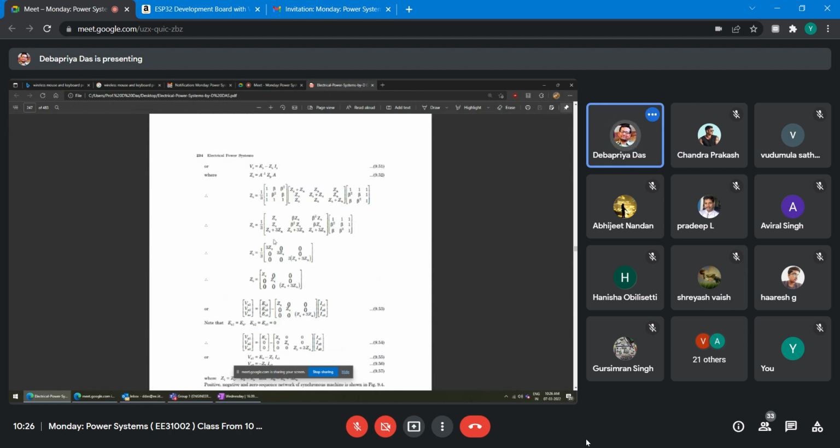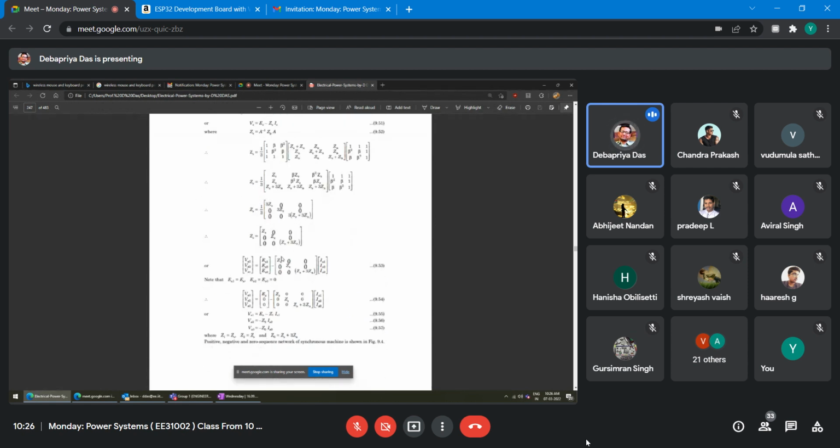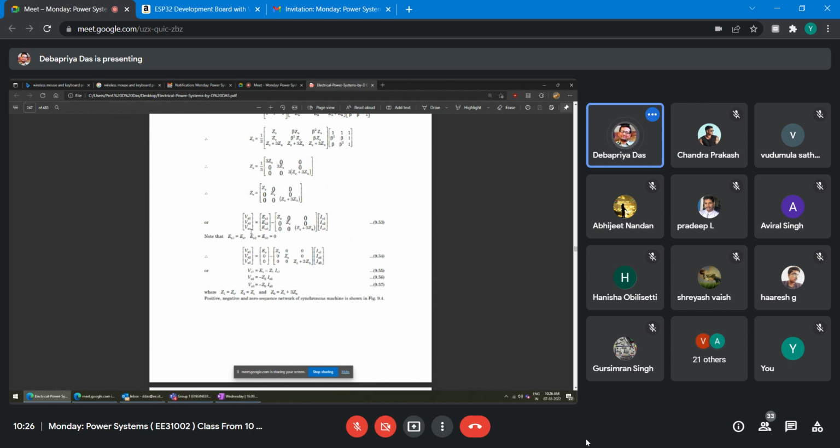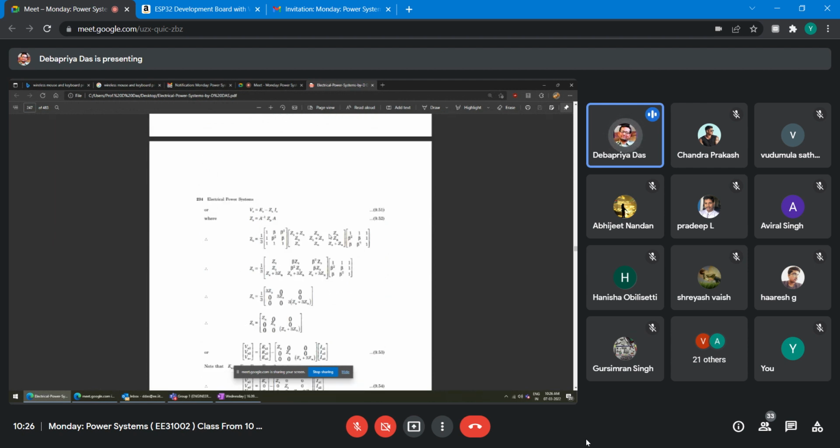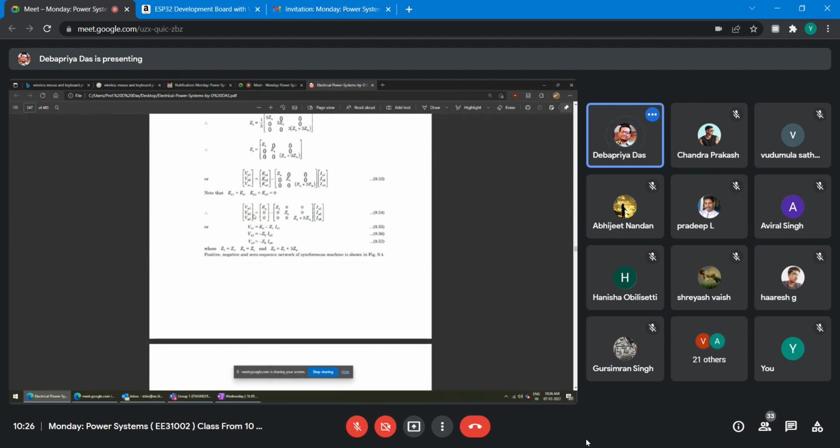Therefore, you can write that VA1, VA2, VA0 is equal to EA1, EA2, EA0 minus the symmetrical component impedance matrix into IA1, IA2, IA0, right? This is VS is equal to ES minus ZS IS, so we are putting the symmetrical component form. Therefore EA1 is equal to Ea, and EA2 and EA0 are 0. For a synchronous machine, only positive sequence voltage is there, but negative sequence and zero sequence have no voltage, so it is 0, 0, right? Therefore Va1, Va2, Va0 is equal to Ea, 0, 0 minus this one, Ia1, Ia2, Ia0.